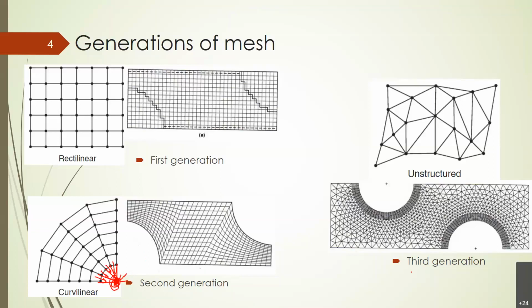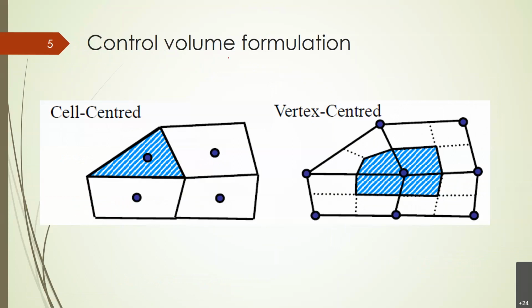So lastly, we move to the third generation, which is the unstructured mesh. It gives good flexibility in capturing the geometry, both square and curved geometry. This unstructured mesh is applied for the control volume method for the formulations.